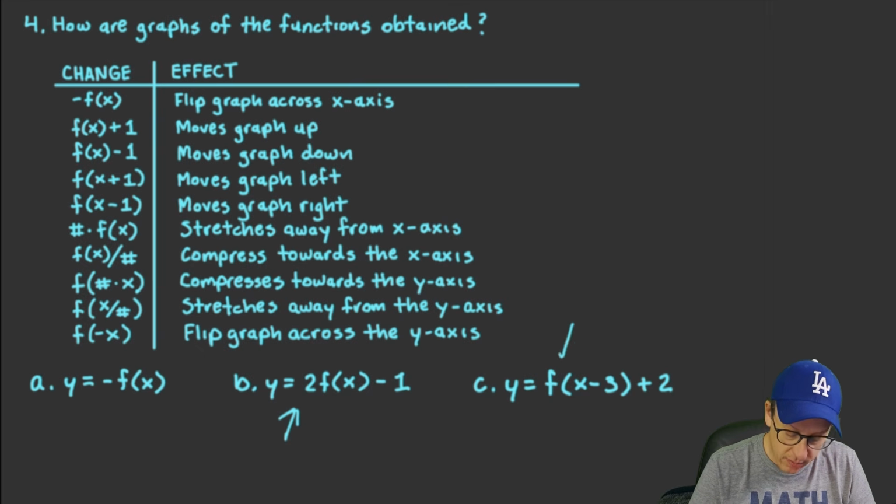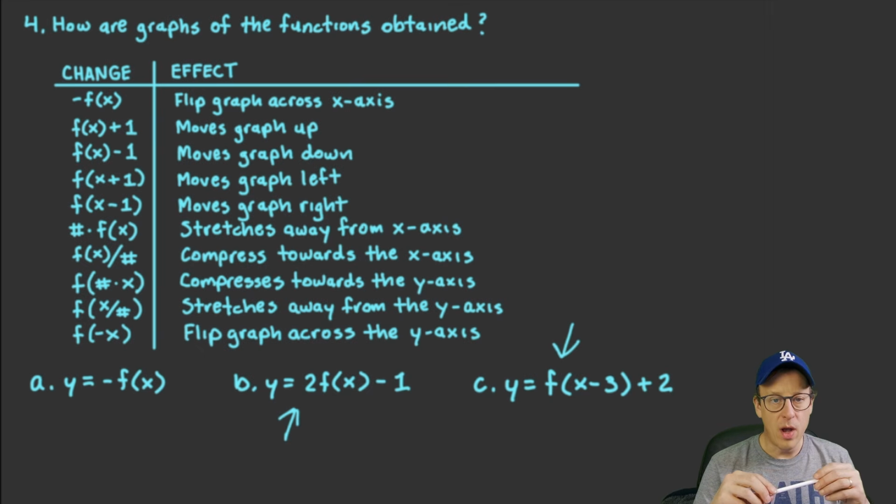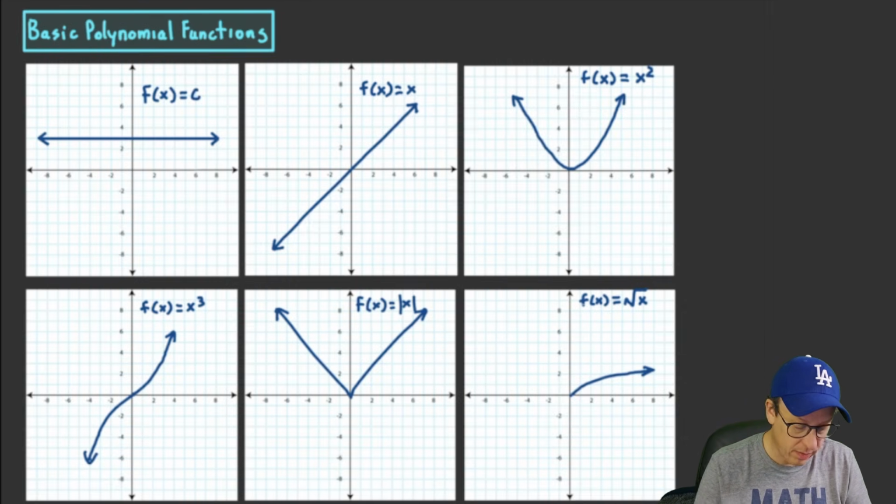Okay? Now let's move on to this one. What's it going to do? Well, the 3 is going to move our graph to the right by 3, and the 2 is going to move the graph up by 2. There we are. I think that's pretty self-explanatory.